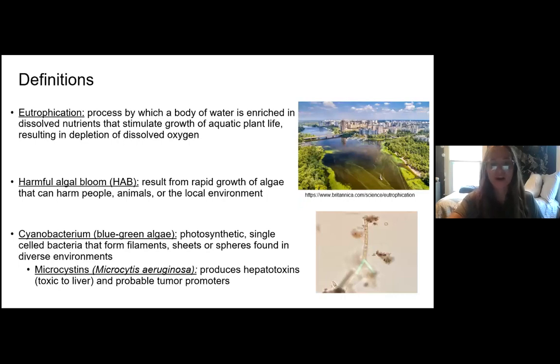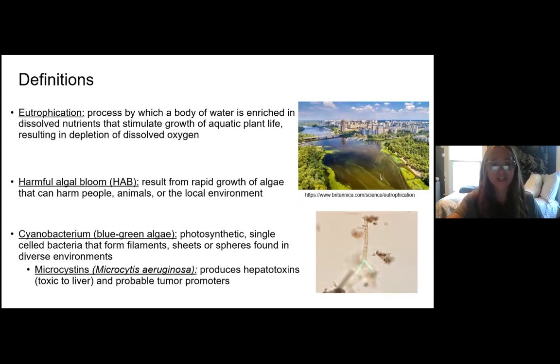So I wanted to start off with some broad definitions for those of us who might not be as familiar with the science behind my research project. Starting off, the big one is eutrophication, which is a process by which a body of water is enriched in dissolved nutrients that stimulate growth of aquatic plant life, resulting in a depletion of dissolved oxygen. And as you can see in this picture on the right, it forms a green covering on the water, which is also related to harmful algal blooms, otherwise known as HABs.